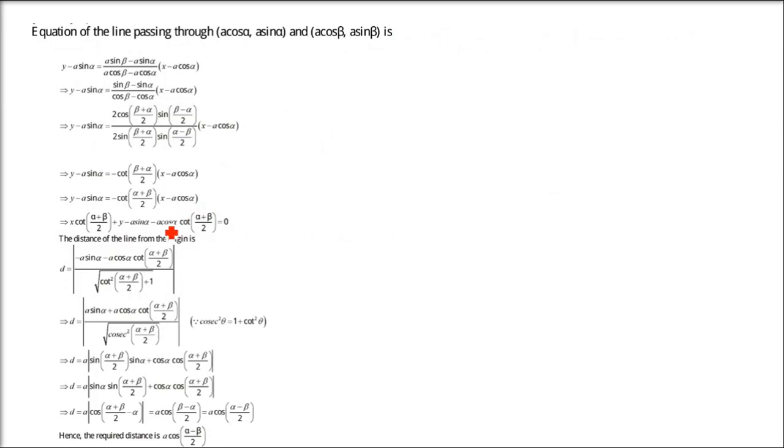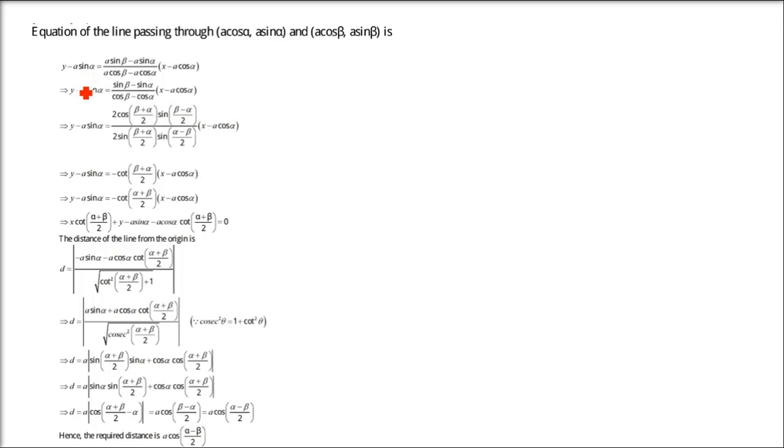This is question number 3. Find the length of the perpendicular from the origin to the straight line joining the 2 points whose coordinates are a cos alpha, a sin alpha, and this is the first coordinate, a cos beta and comma a sin beta. This is the second coordinate.